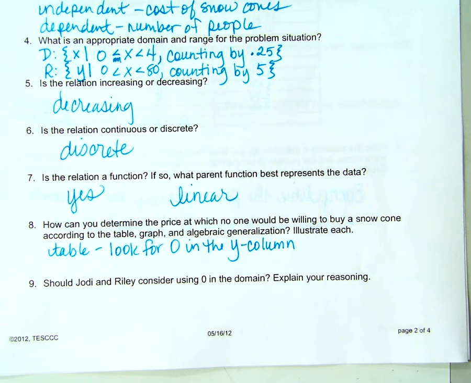How can you determine the price at which no one would be willing to buy a snow cone according to the graph?